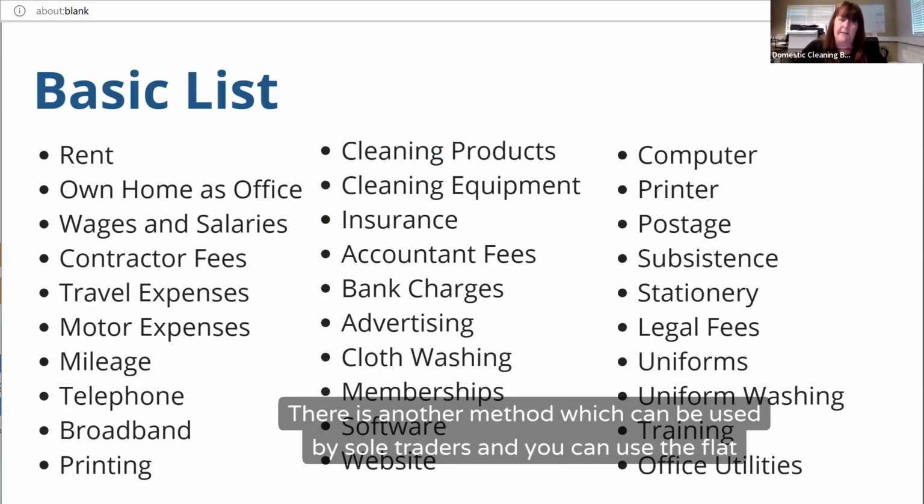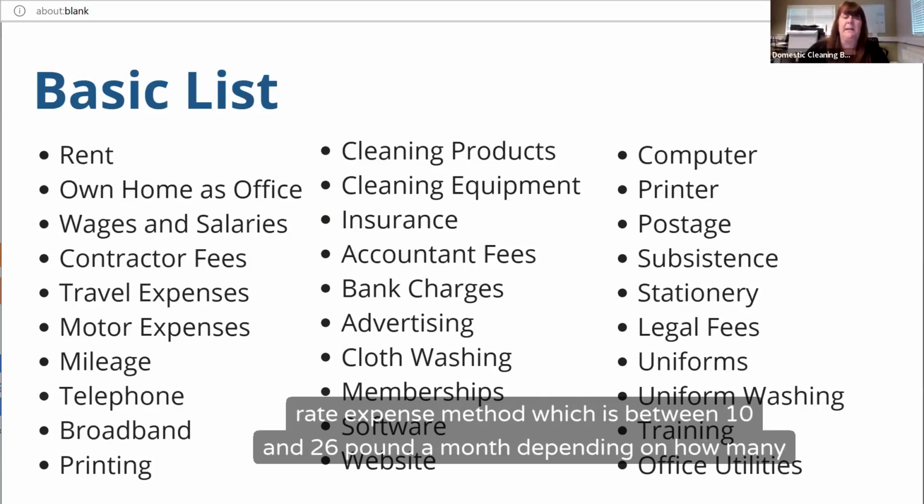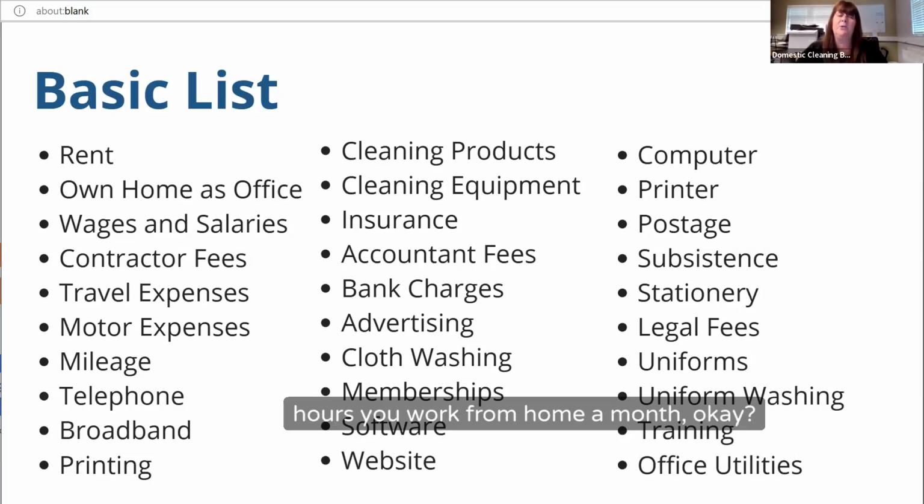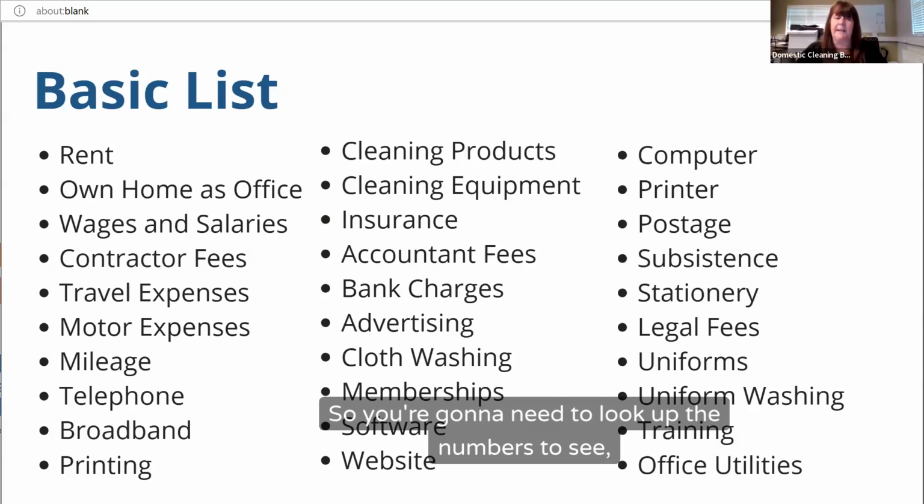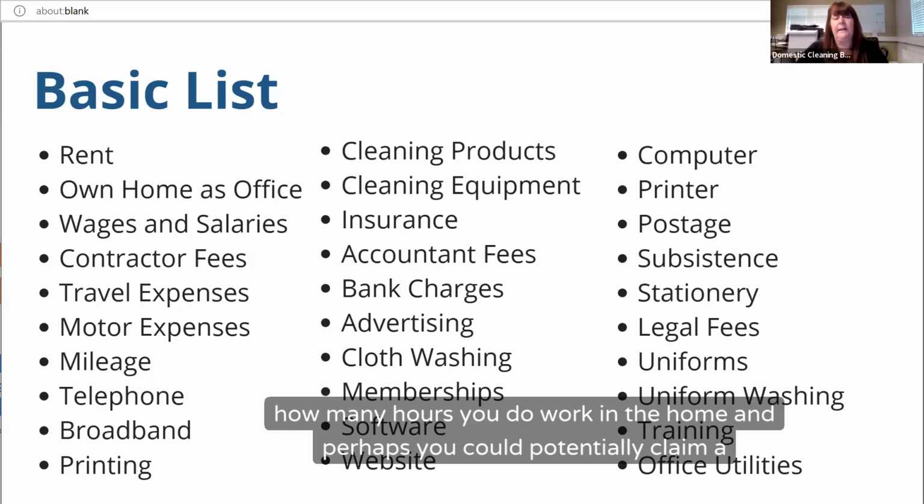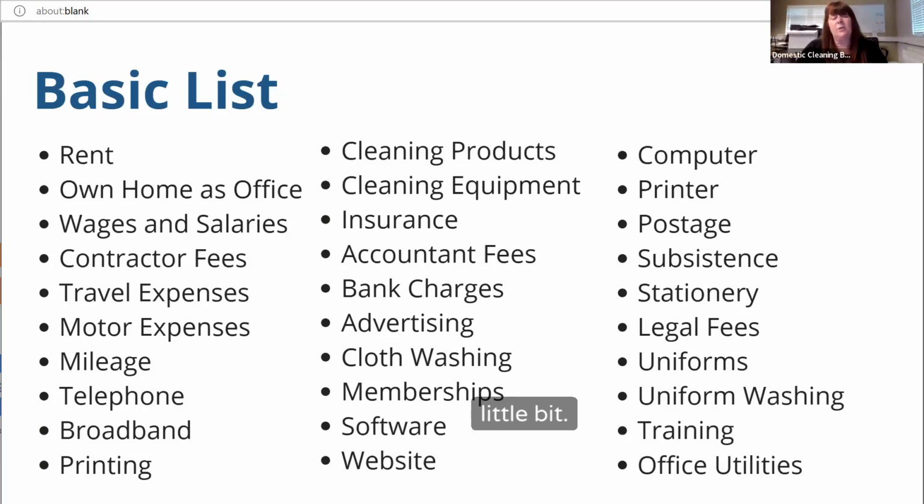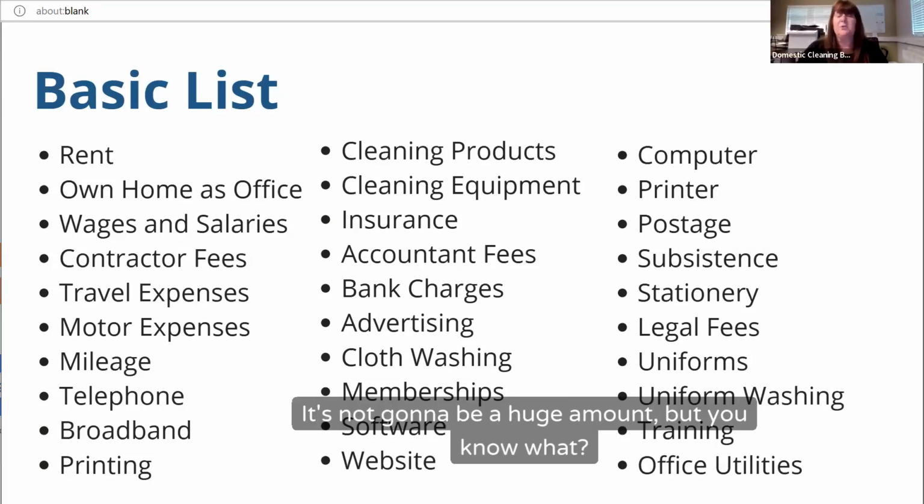There is another method which can be used by sole traders, and you can use the flat rate expense method, which is between £10 and £26 a month, depending on how many hours you work from home a month, okay? So you're going to need to look up the numbers to see how many hours you do work in the home, and perhaps you could potentially claim a little bit. I mean, it's not going to be a huge amount, but you know what? £120 a year is better than nothing, isn't it? And if it comes off your tax bill, all the better.